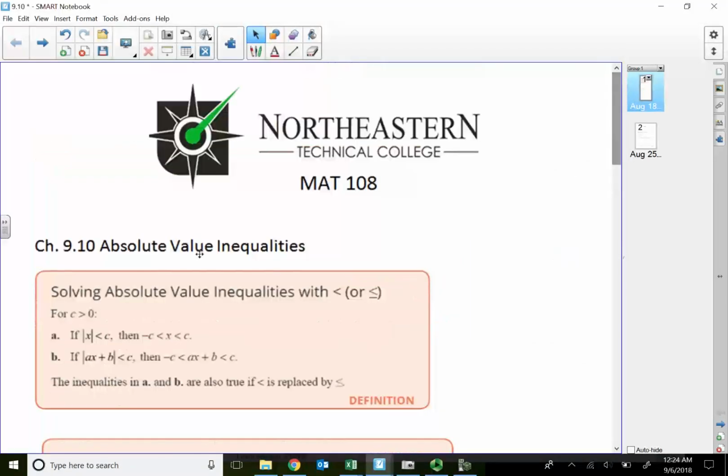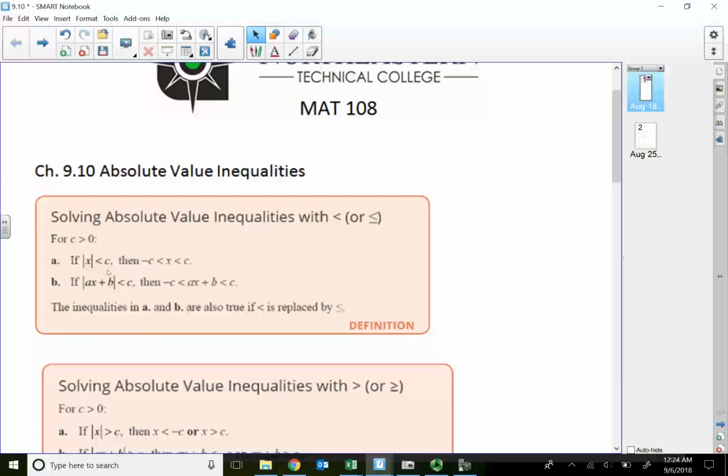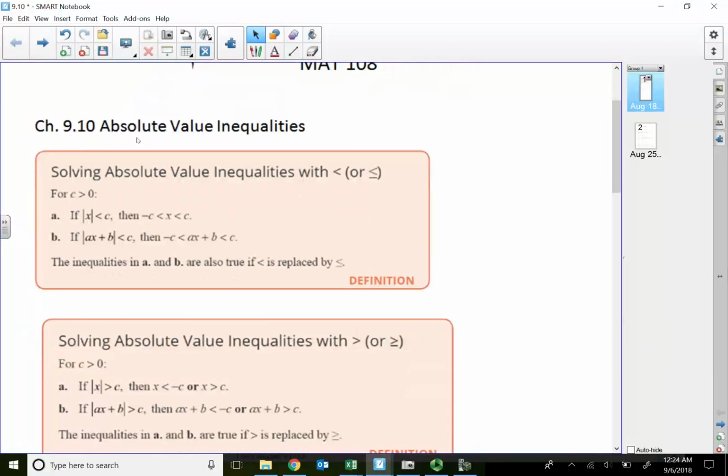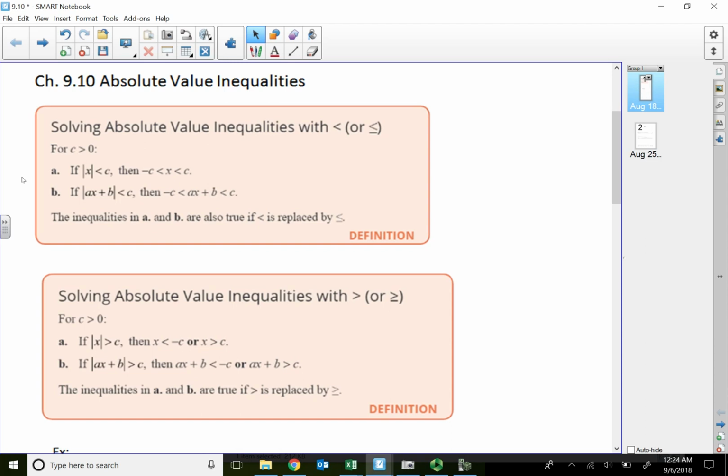Welcome to module 9.10. In this lecture video, I'm going to show you how to solve absolute value inequalities. So rather than using equal signs, now I'm going to turn them into inequalities. Here I have two different definitions. One of them is using less than, the other one is using greater than. There was something we mentioned back in compound inequality regarding how you read things like this.